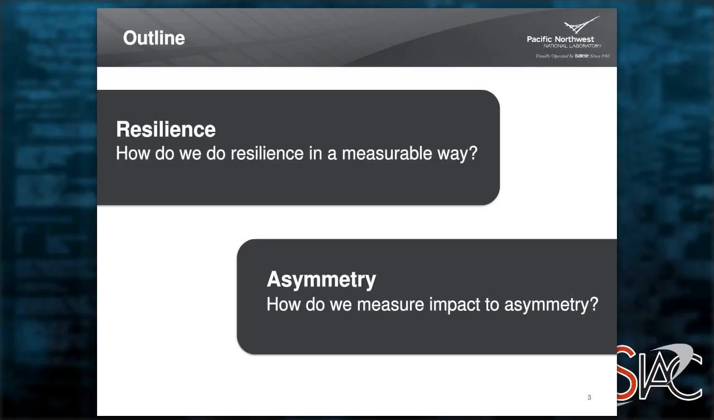All right, so the two main things I'm going to talk about today are resilience and asymmetry. The resilience work is mainly focused on how we impart complex cyber systems with this property that we want them to have, resiliency, as a way to augment what we're currently doing for normal cybersecurity. But the question is really, how do we do this in a measurable way? How do we do this in a way where we can be sure that what we're doing is actually helping the system? And also that it's shifting the advantage to the defender. And that's where the asymmetry piece comes in.